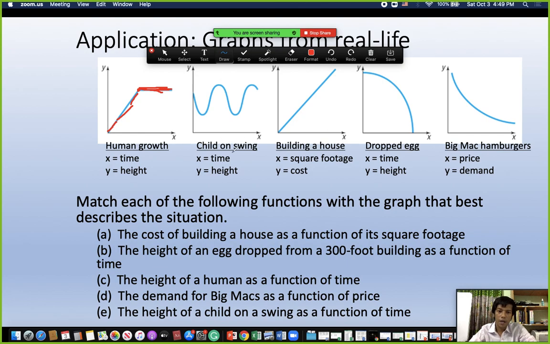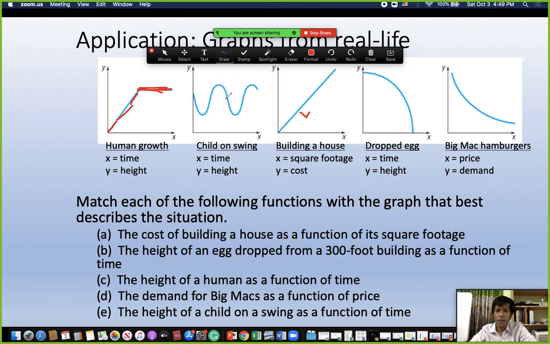Then, the height of a child on some swing. We have the question here: suppose the cost of building a house as a function of its square footage. This is this graph. These are the questions. The actual questions are here; we are just discussing the graphs now. You will be able to find out which graph matches which question.